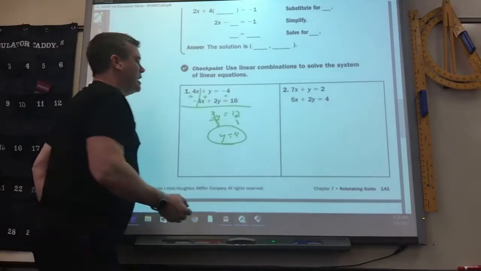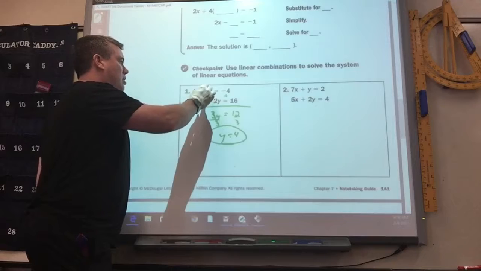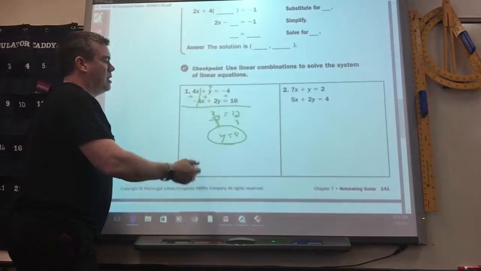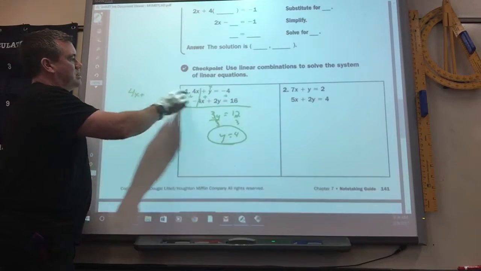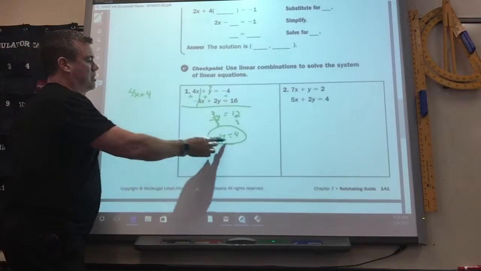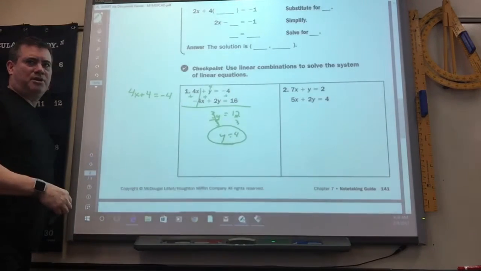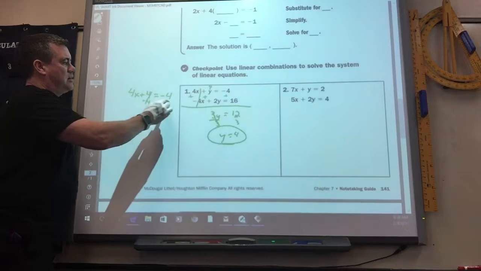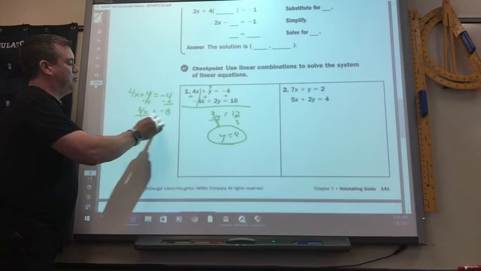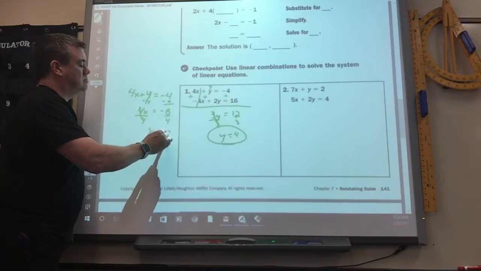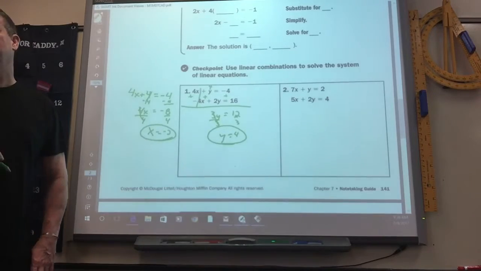So then we got to plug it in either here or here to figure out what x is. I'll put it in right there. So when you rewrite this, it would be 4x plus 4, because we figured out that y is 4, equals negative 4, and then you just solve the equation. Subtract 4, and then divide by 4. Okay, easy enough? Maybe?